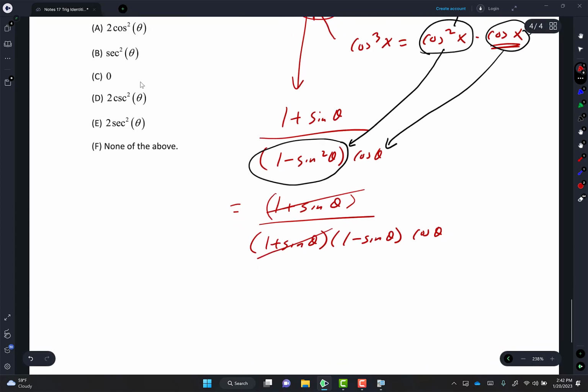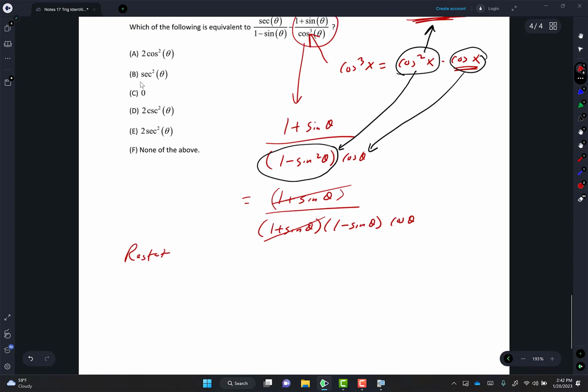So here we go. So let's restart. So I'm going to put restart. And I'm going to write my whole sequence. So I have secant theta over 1 minus sine theta minus, and now I just have 1 over 1 minus sine theta, parenthesis, cosine theta. So get up to here.